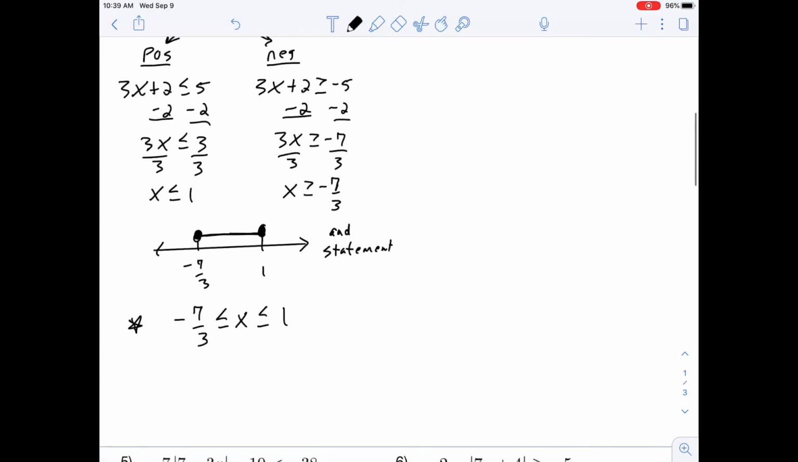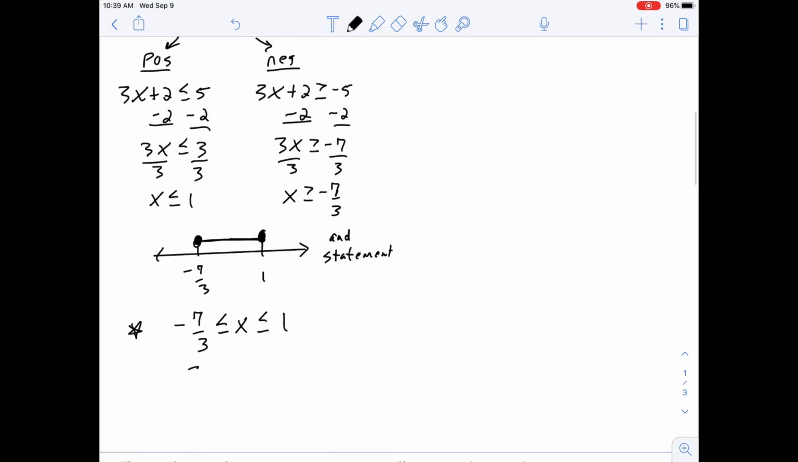Well, how do we do the interval notation? Well, again, we're just following the graph. So that's just going to be including the negative 7/3, so bracket. So we're going from negative 7/3 to 1 and including the 1. So when you have an and statement, you're just going to have one interval. When we had the or statement, we had 2 separate intervals.